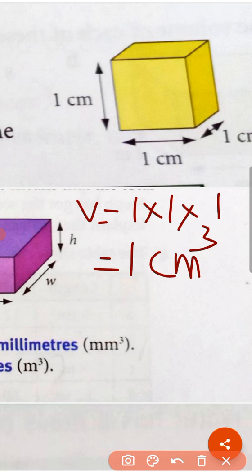So children, volume of a cuboid is the total space occupied by the cuboid. To find the volume of a cuboid, we have to multiply the length, width and height. If the units of length, width and height are different, then we need to convert them into same unit first. That is very important, and then find the volume.